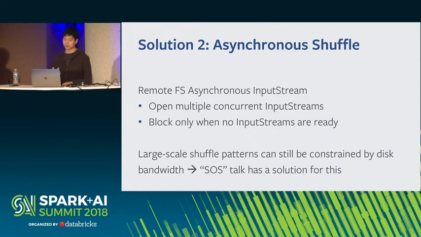So we open up multiple input streams for each of the map files, and then we run them asynchronously. So we're only blocking when none of the input streams are returning data.